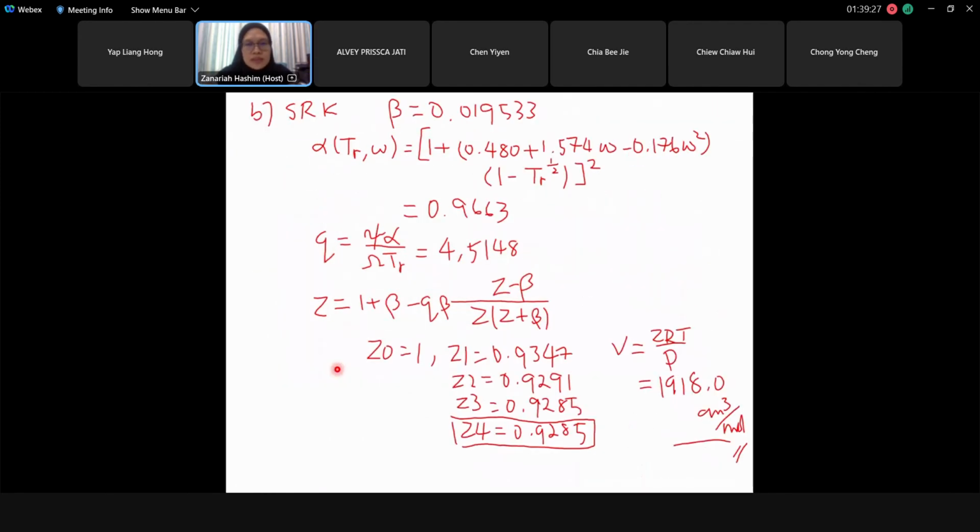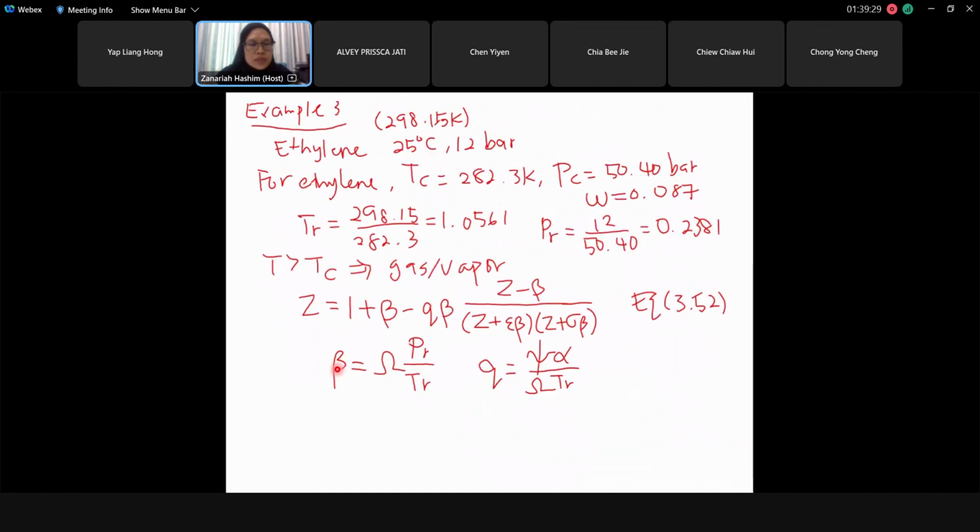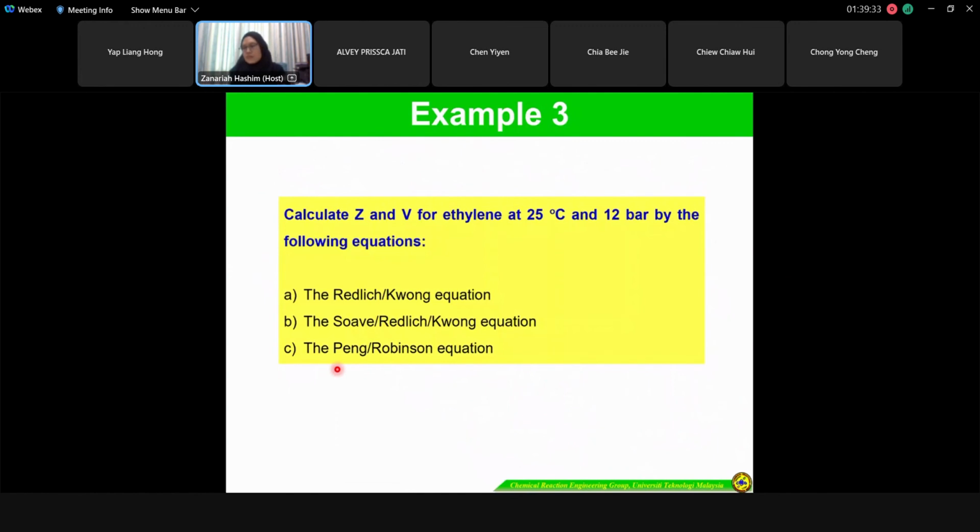Okay, saya dah tunjuk sebenarnya jawapan dia dekat sini, the solution. Alright. So, your species, or your substance here, is ethylene, and then you are given the temperature 25 degrees C, and the pressure is 12 bar. So based on this information, you can find the Z, compressibility factor, and also V.